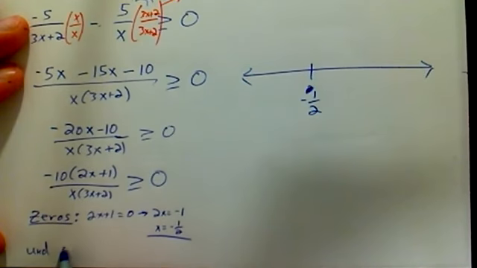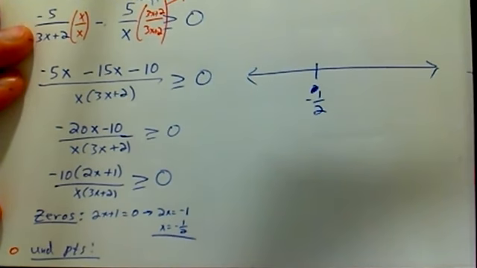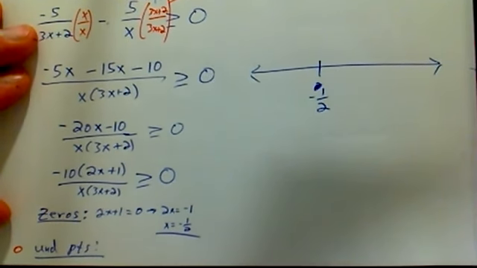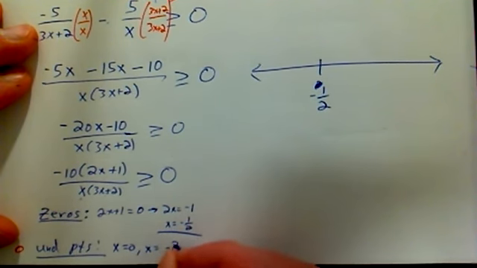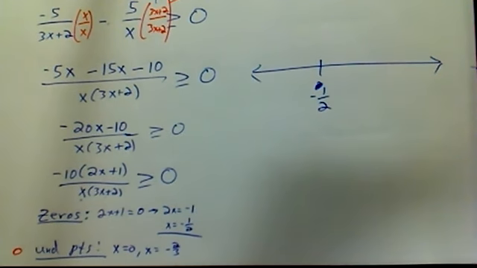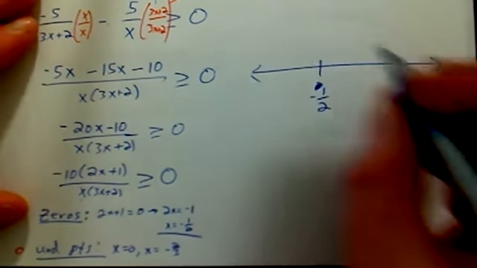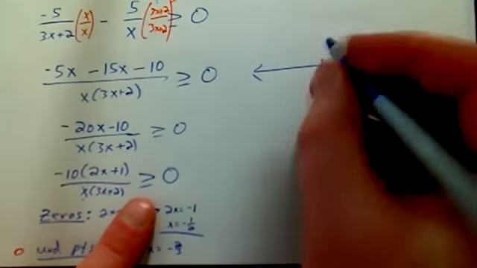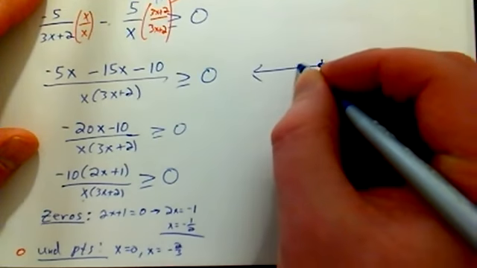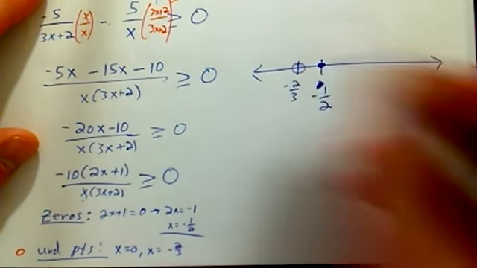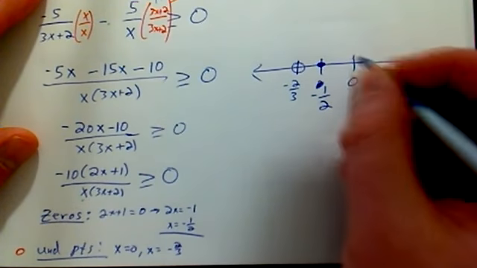What are my undefined points? And we're remembering that these are going to be open circles. Well, the undefined points are going to be x equal to 0 from this part. And from here, if you set this equal to 0, you should get x equal to negative 2/3. Okay. So I'll put those on here. Since it is greater than or equal to, I'll shade in that negative 1/2, but the undefined points, of course, have to get open circles. So there's negative 2/3, here's 0.